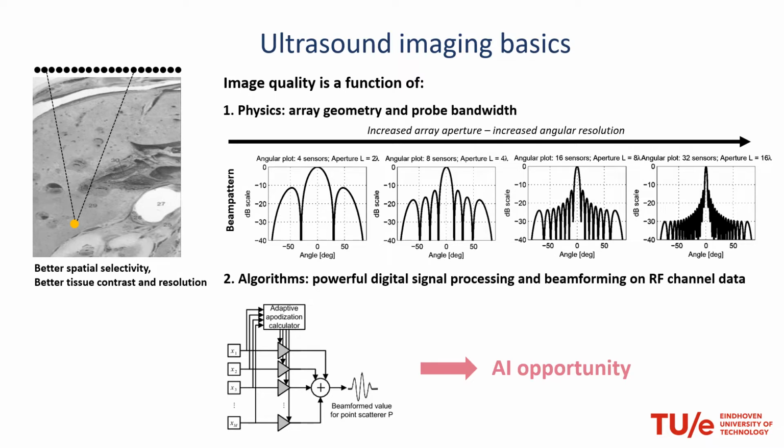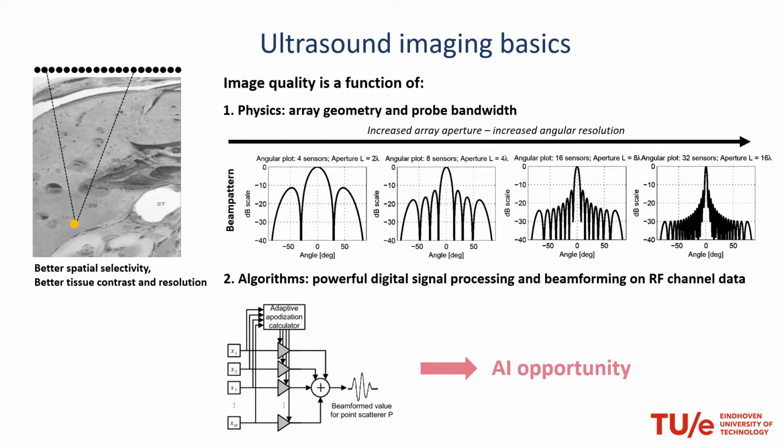So that's one thing. So the array geometry plays a role, and the probe bandwidth plays a role, because with higher transmit frequencies or higher bandwidths, we can have higher resolution in the actual direction, in say the transmit direction. But also algorithms play a crucial role, because powerful digital signal processing and beamforming on this RF channel data is what is going to drive the spatial selectivity, and is going to improve the selectivity regardless of the physical system. So if you have better algorithms, you can do more with the same kind of system.